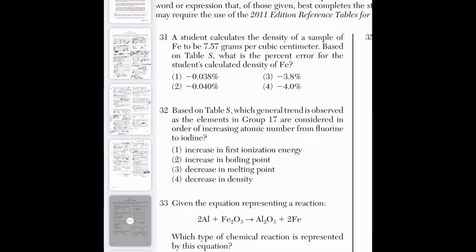Density of a sample of Fe, based on table S, percent error. Okay. Go to your reference table page real quick. See that the density of this thing is actually 7.87. And then you can go onto the back of your reference table, table T, to find the percent error formula, which is measured minus accepted over accepted times 100. So this would be 7.57 minus 7.87 over 7.87.